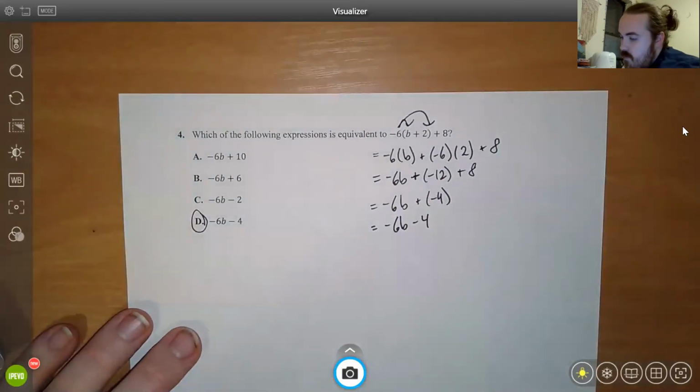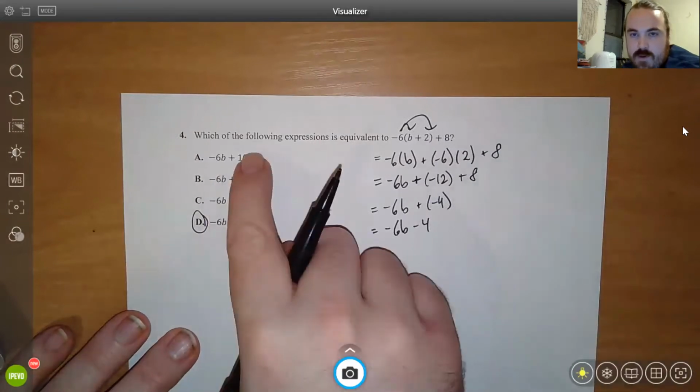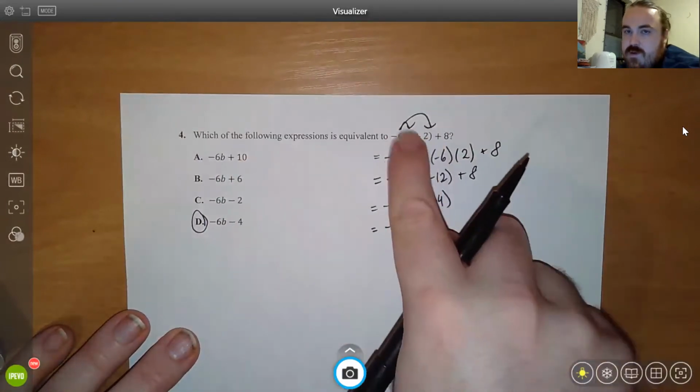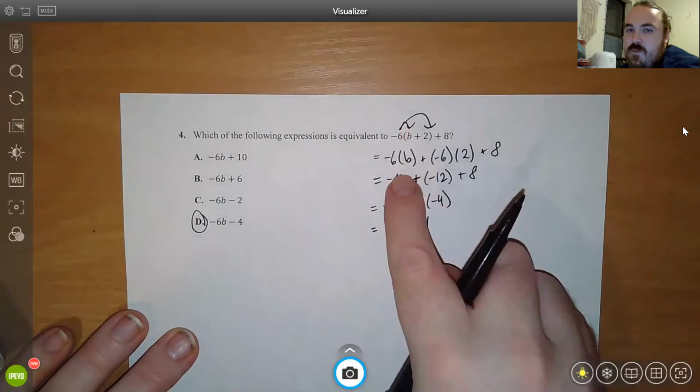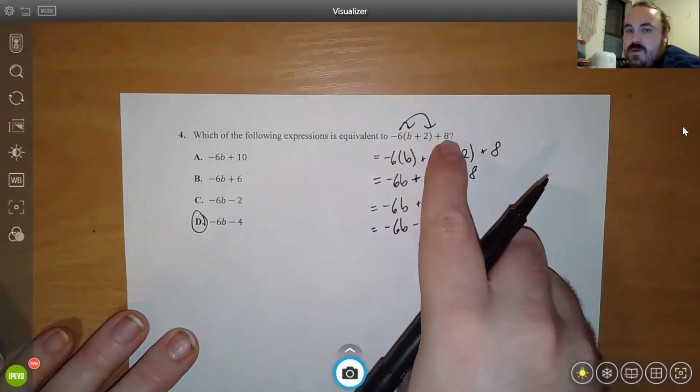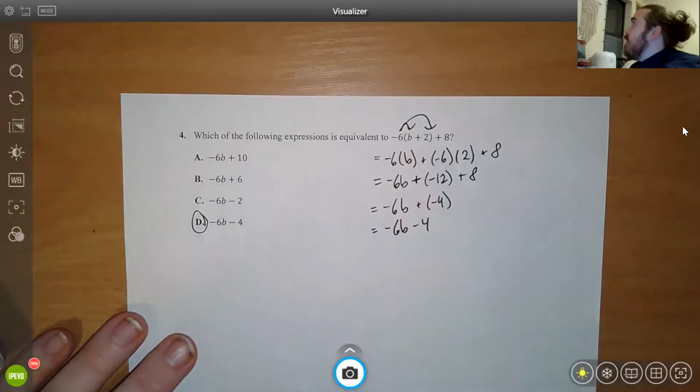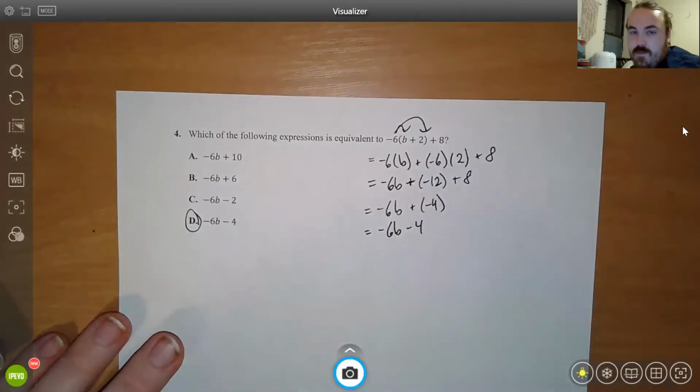All right, be careful. Again, the most common wrong answer was A, because you wouldn't distribute the negative 6 to the second number. You just get negative 6b plus 2 plus 8, which would be negative 6b plus 10. Easy mistake to make, but you gotta really try your best to avoid that.